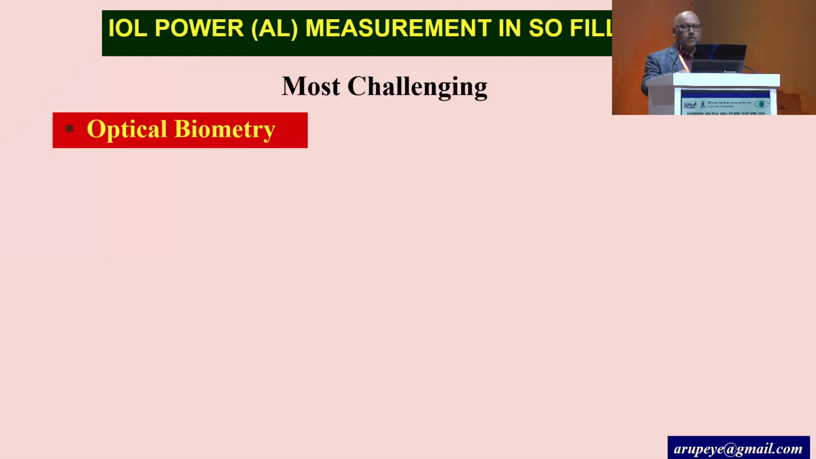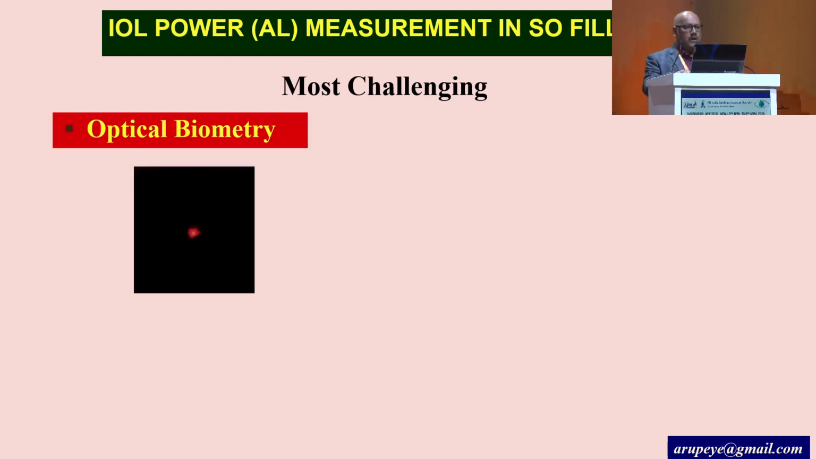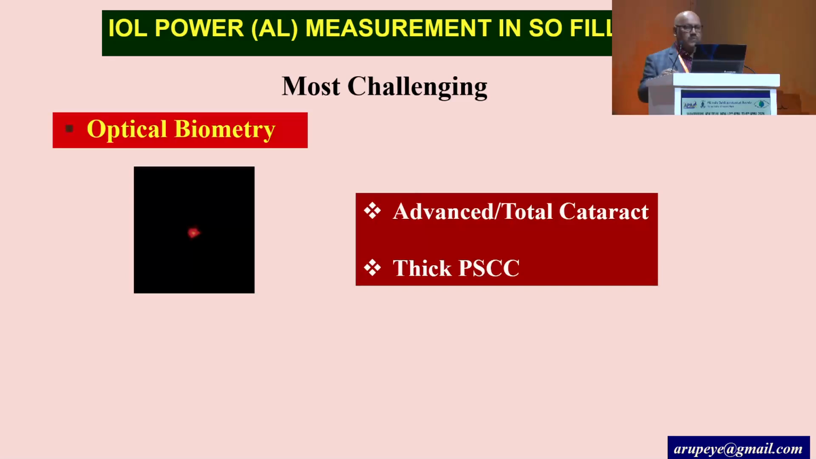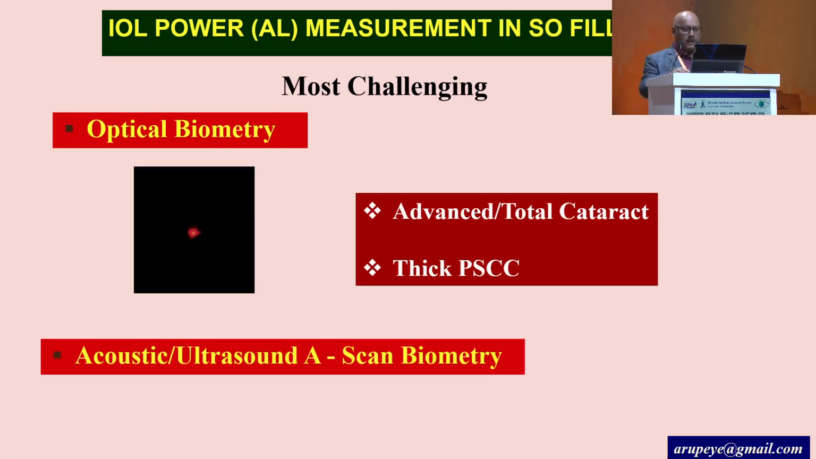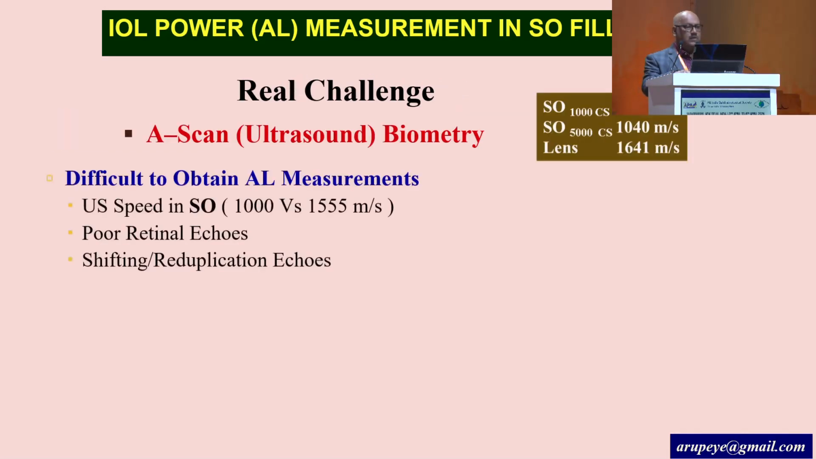So I would perform an optical biometry in the silicone oil mode and get my values. But optical biometry may not work in certain situations, such as if the patient has fixation issues, or an advanced or total cataract or thick posterior subcapsular cataract. Then you have to perform an A-scan biometry. And here the real problem starts.